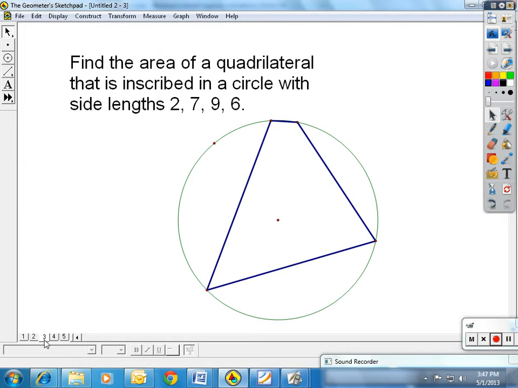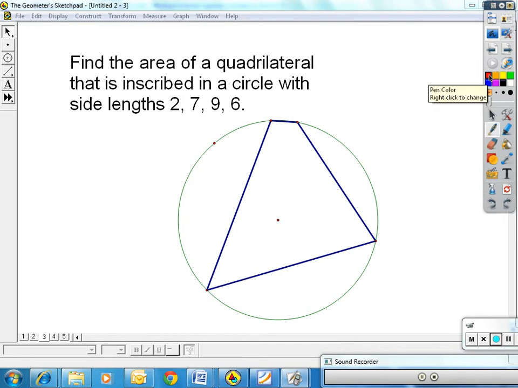Let's try to put this into action here and take a look at an example. So find the area of a quadrilateral that is inscribed in a circle. Okay, there was that important given. I need to know it's inscribed in a circle. A common mistake that students are going to make is they're going to try to apply Brahmagupta on every quadrilateral that they run across, and that cannot be the case. You have to know that it is able to be inscribed in a circle. Okay, now whether you see the circle or not, you need to know that it can be.